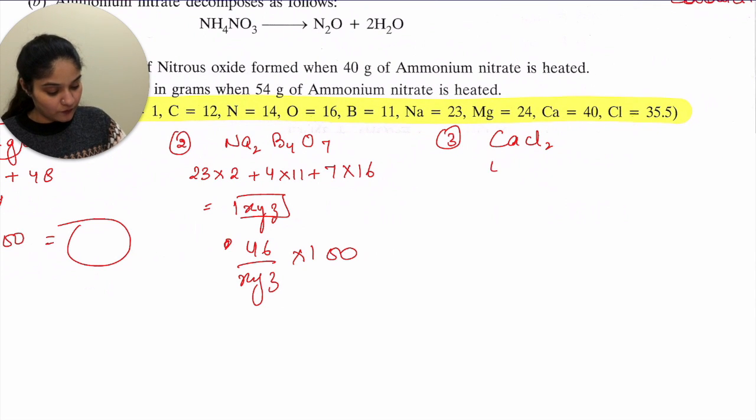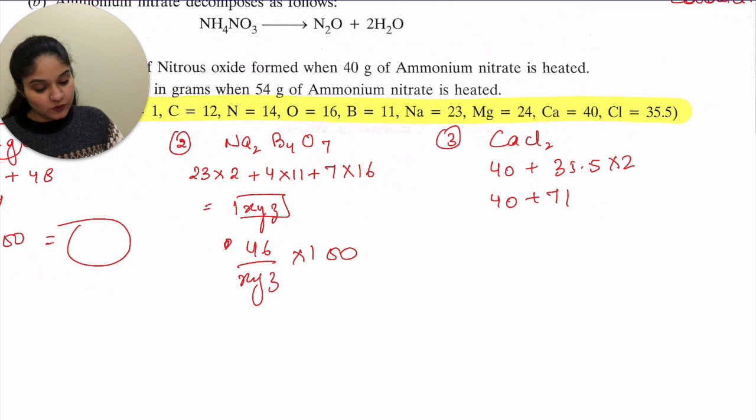Then moving on to question number 3, you have calcium chloride. So that would be 40 plus chloride is 35.5 times 2. So you get 40 plus 71. So in total you get 111. Now you are supposed to calculate for calcium. So that would be 40 over 111 times 100.